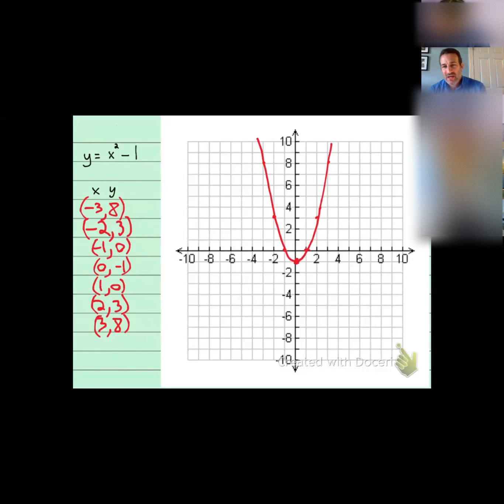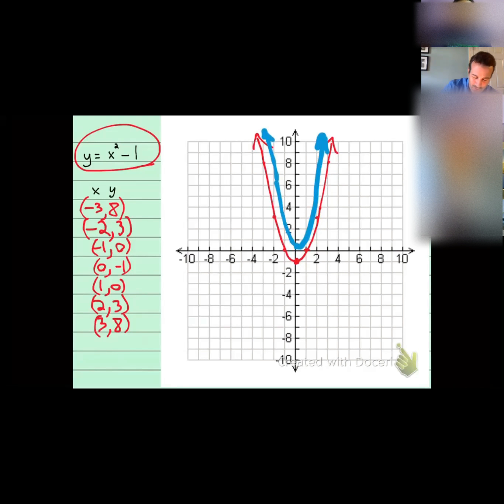So we know now that X squareds give us either a smiley face if they're positive, or if they're negative, a frowny face. They do go on forever. One thing I need to point out is, when you look at this, X squared minus 1, your normal X squared is going to look like this. What do you think that minus 1 is doing to this blue graph? Moving it down 1. Exactly.